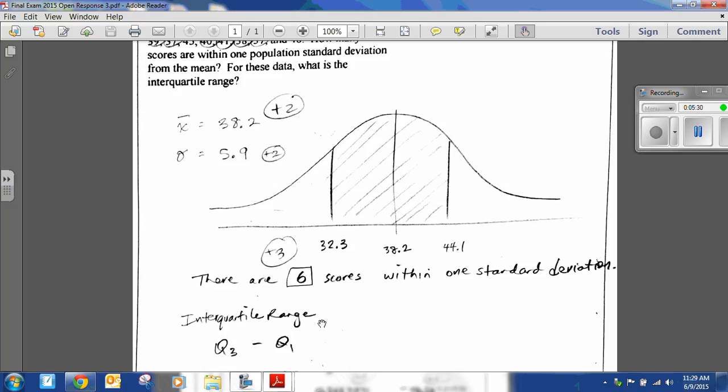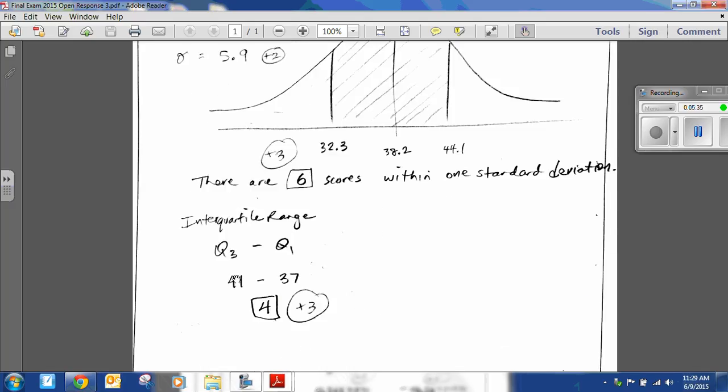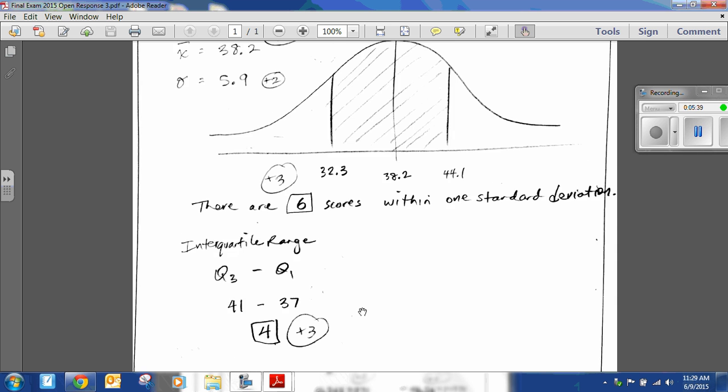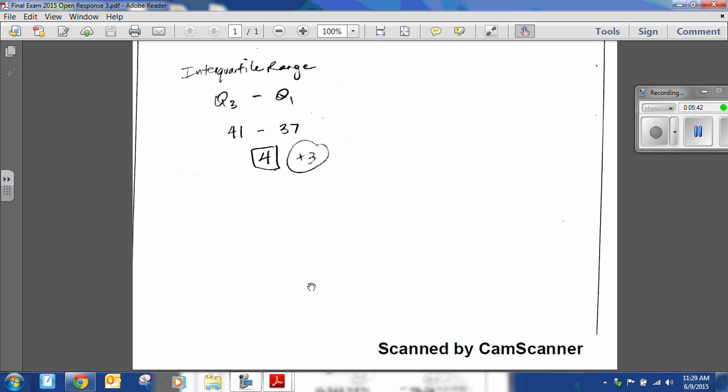Next question, what is the interquartile range? Well, if you arrow down on the calculator, you will see that the interquartile range is Q3 minus Q1. 41 minus 37 is 4. That's how you get the full 10 points on this question.